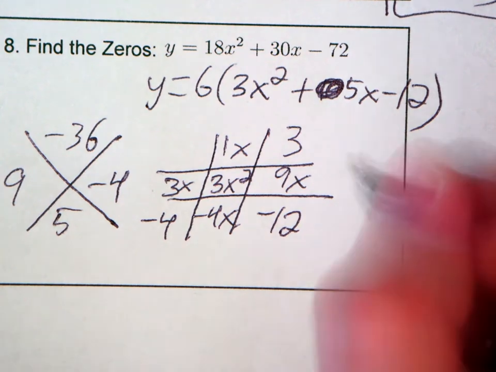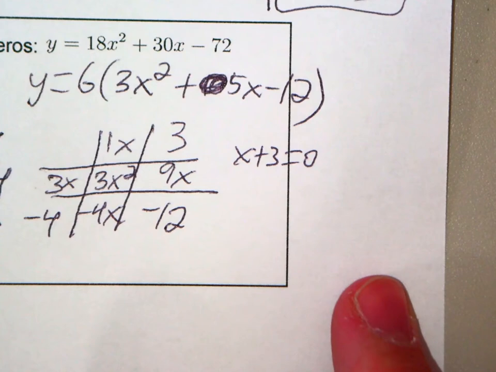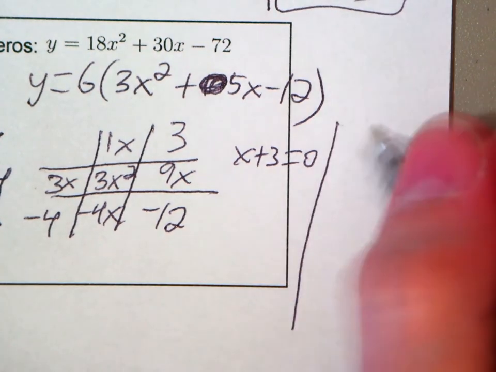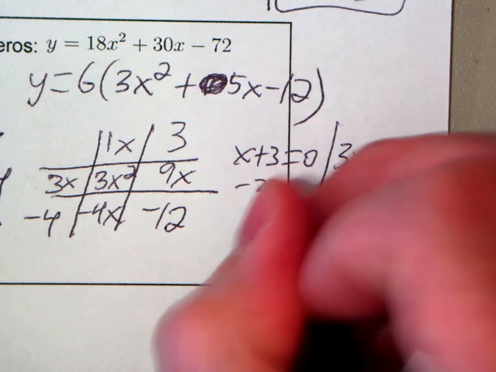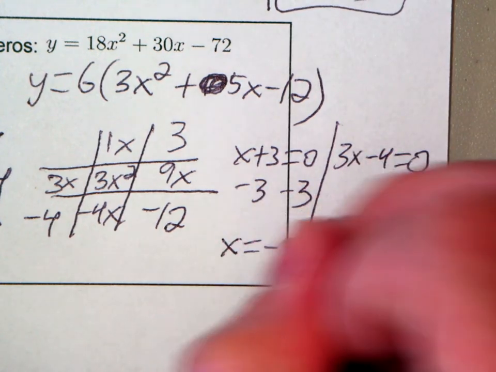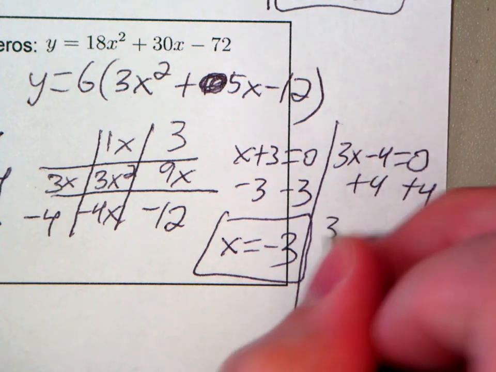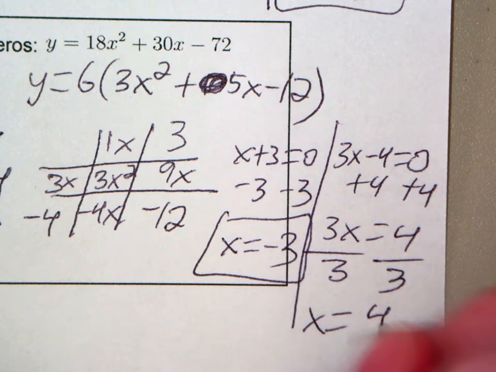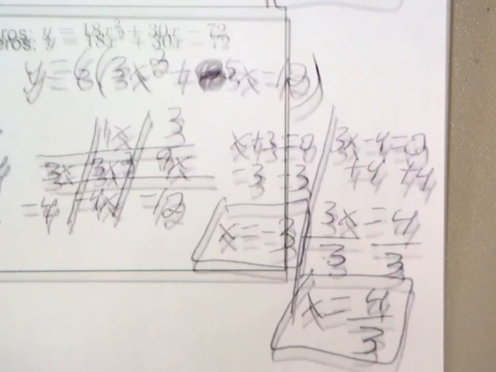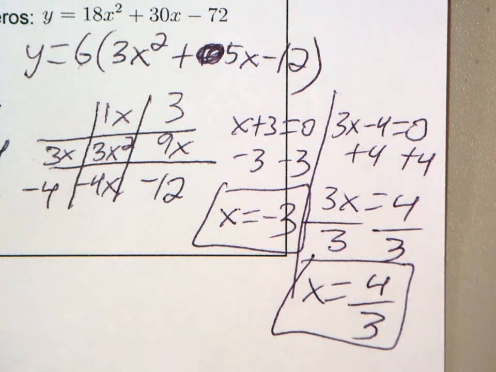1 times negative 4, 3 times positive 3. And I set these both equal to 0. So x plus 3 is equal to 0, and 3x minus 4 is equal to 0. So subtract 3 from both sides. I get x is equal to negative 3, plus 4, 3x equals 4, divide by 3, x equals 4/3. For zeros, we can ignore that 6 that we factored out.